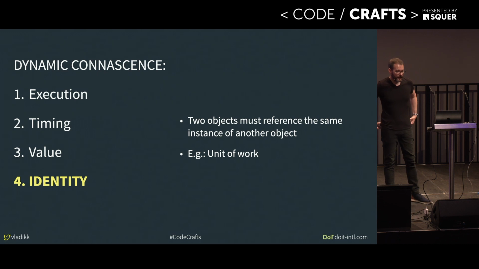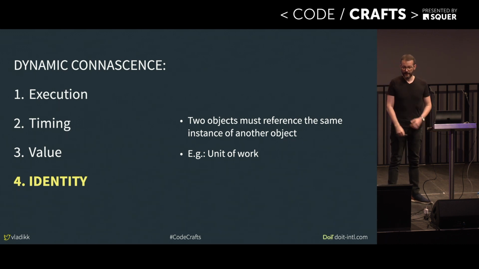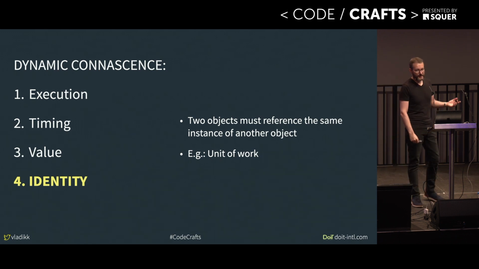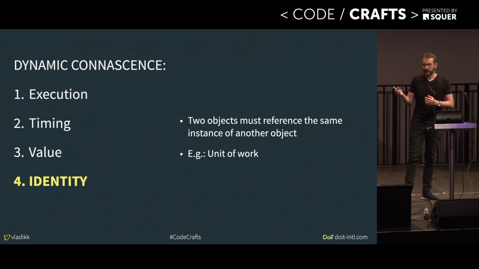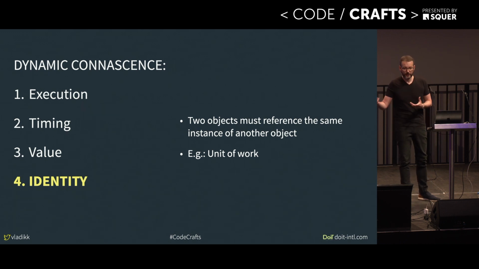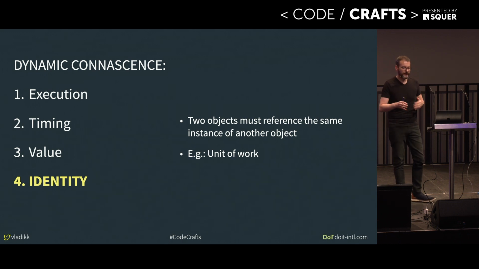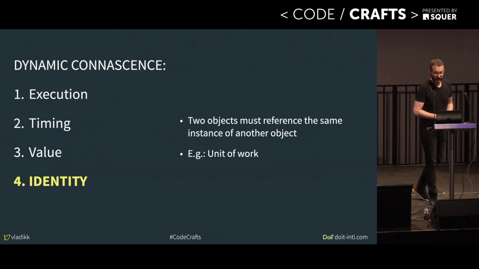And finally, the highest level on this scale is connaissance of identity. This one means that 2 objects must reference the same thing, the same instance of another object, in order to work correctly. For example, let's say we have 2 components, 2 modules working on the same set of data, reading and writing the same set of data. So they probably have to work with the same database so that they can see each other's changes. If each is going to have its own database and the data is not synchronized in any way, then the system is going to be in an incorrect state. So that's the highest level, connaissance of identity.